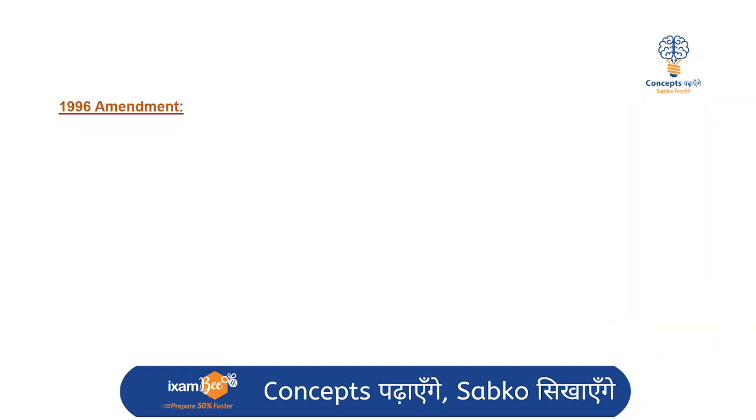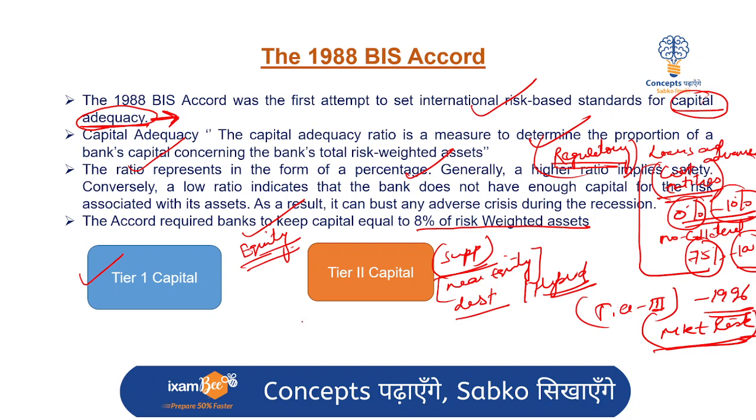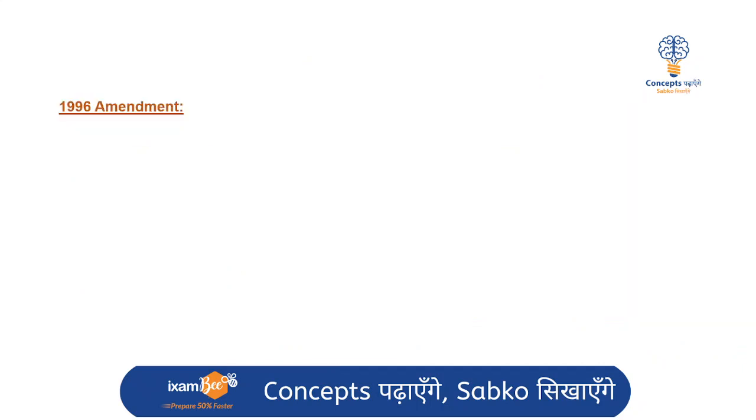So basically this Basel 1 norm was concerned with the credit risk. Credit risk is the risk of default by a counterparty. So if there are two parties and one party does not make a payment or makes any default, there is always a risk of non-payment of these loans and advances. That is mainly covered by the credit risk. This is the risk of a counterparty.